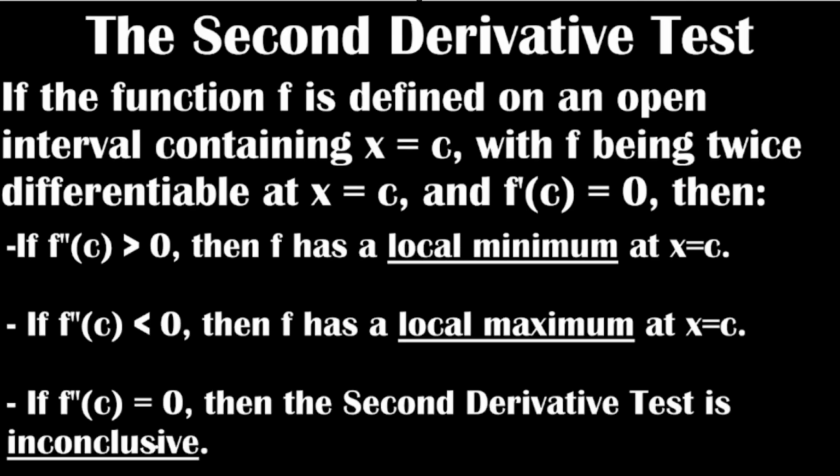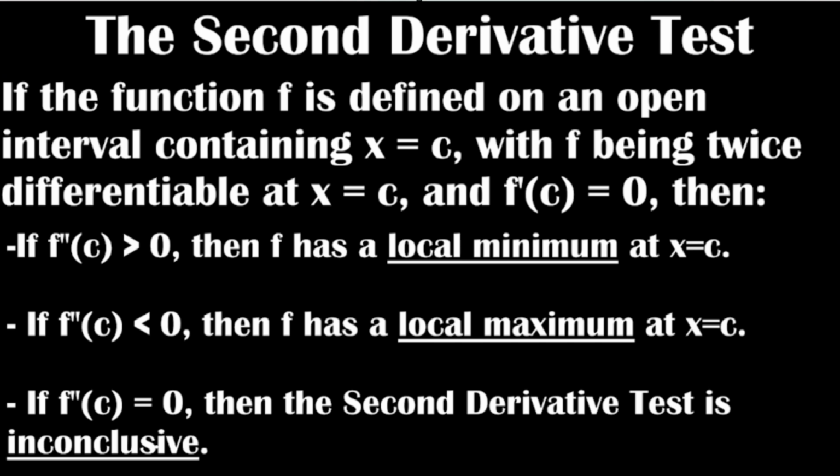Alright, so I mentioned the second derivative test before in this video, but what is the second derivative test? So, the second derivative test is kind of similar to the first derivative test in that it can help you determine if a critical point is a maximum or a minimum, but it is a little bit more limited. So, let me just describe it and then I'll talk about what I mean. So, if the function f is defined in an open interval containing x equals c, so if it's defined around x equals c, and then f has to be twice differentiable at x equals c. So the first derivative and second derivative are defined at x equals c. And f prime of c is 0.